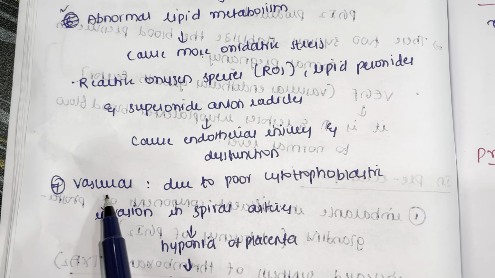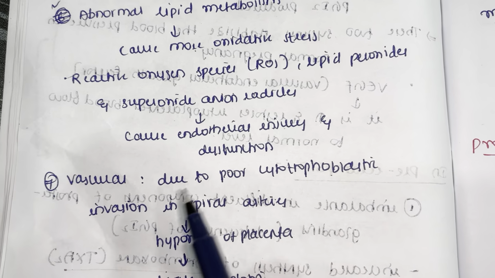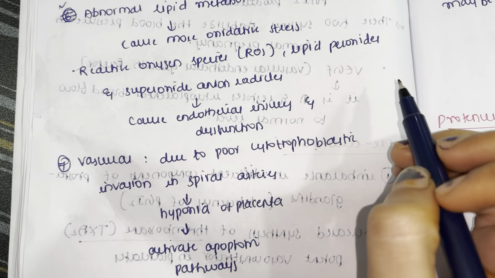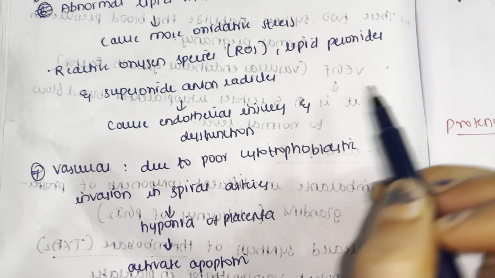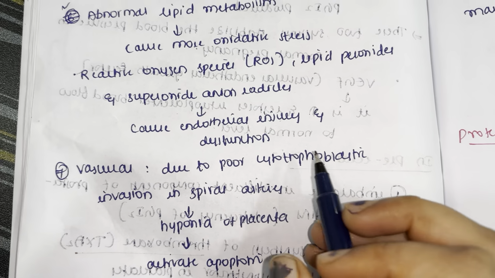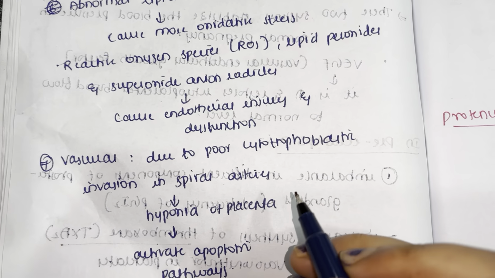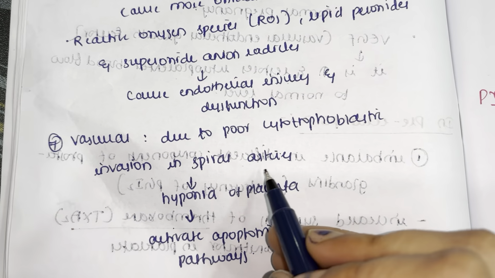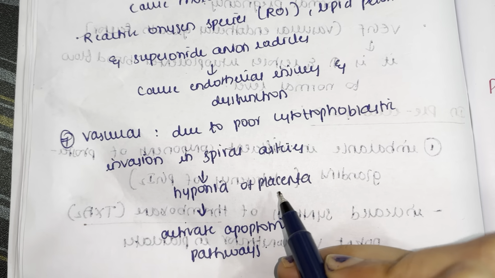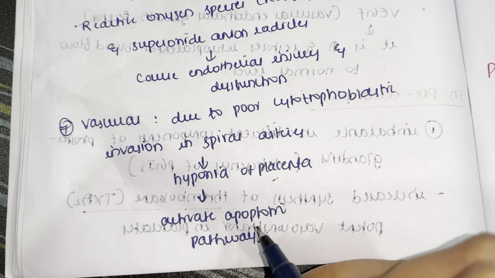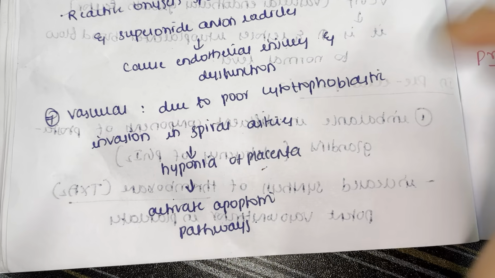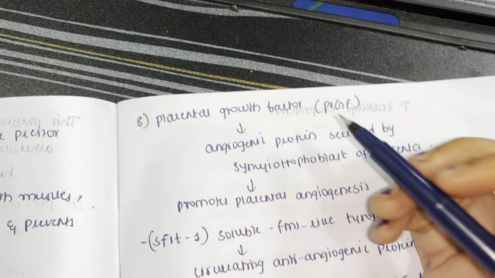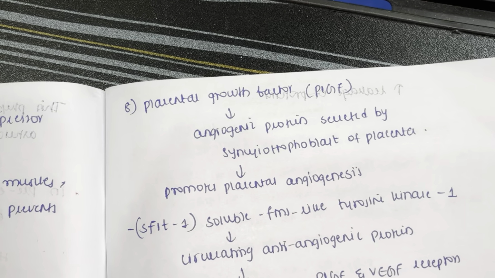Another one is due to poor cytotrophoblastic invasion. Normal cytotrophoblastic invasion makes the spiral arteries low resistance with high blood flow. Poor trophoblastic invasion means they remain high resistance. Because of this, hypoxia of the placenta occurs, and this hypoxia activates the apoptotic pathways.